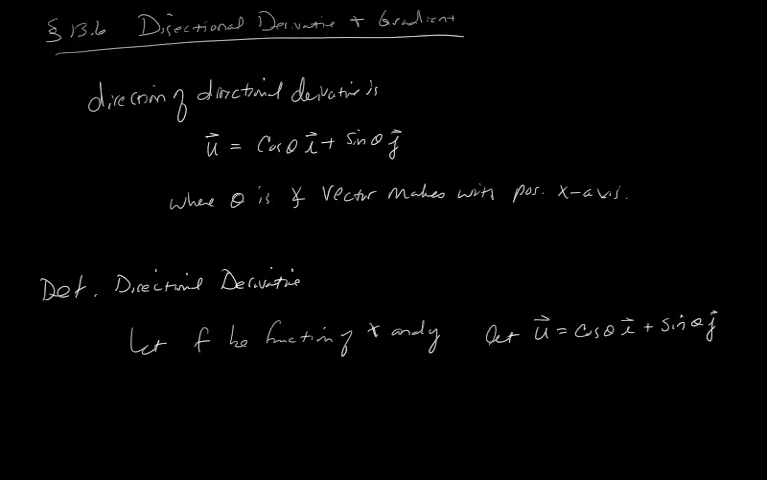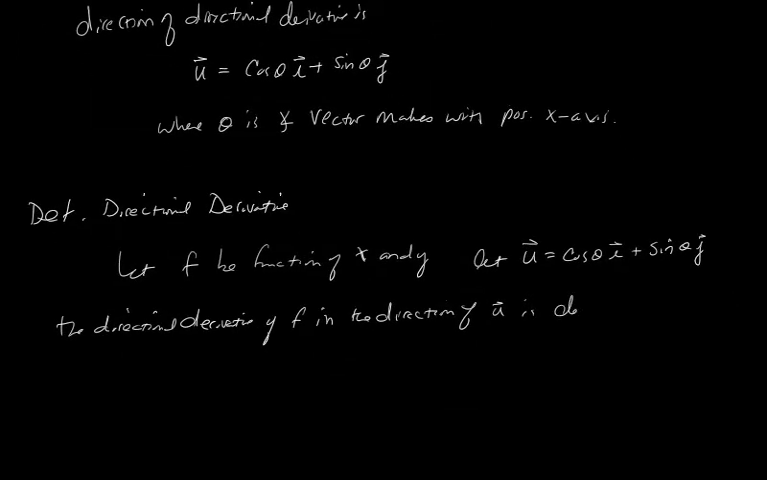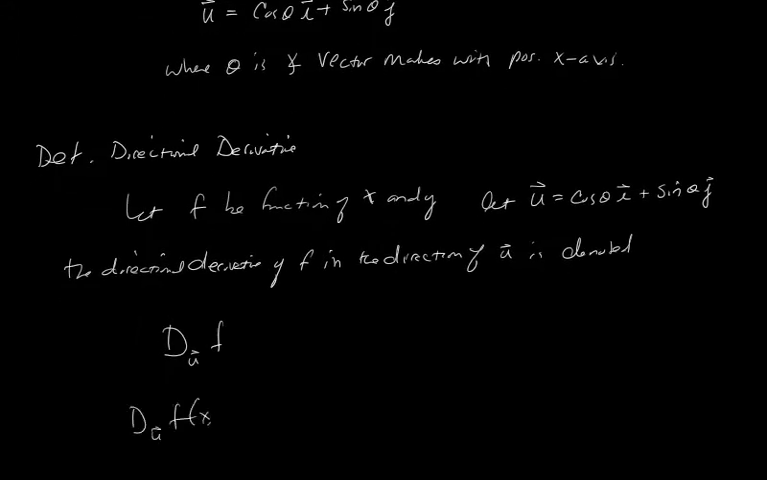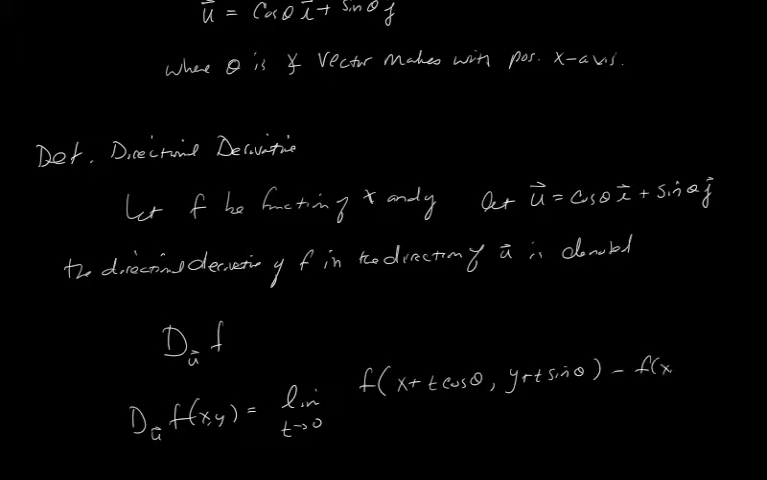Then the directional derivative of f in the direction of u, which seems a little redundant, is denoted d sub u f, so "duff", which is given by d sub u f of x, y is equal to the limit as t goes to 0 of f of (x plus t cosine theta, y plus t sine theta) minus f of x, y, all over t. Looks familiar, doesn't it?